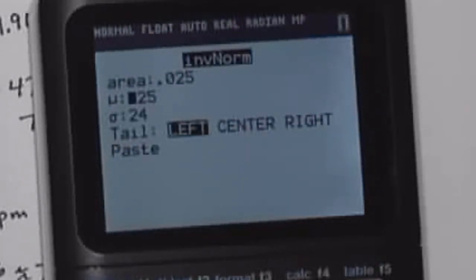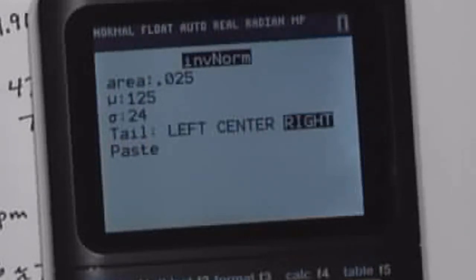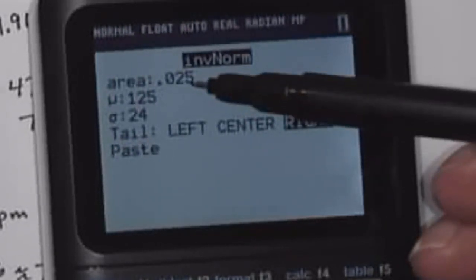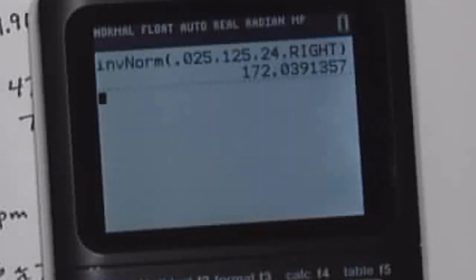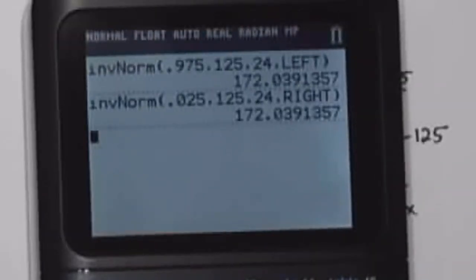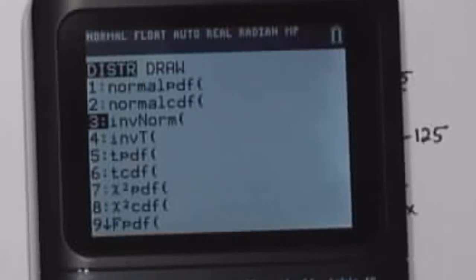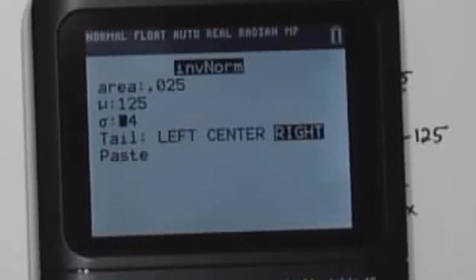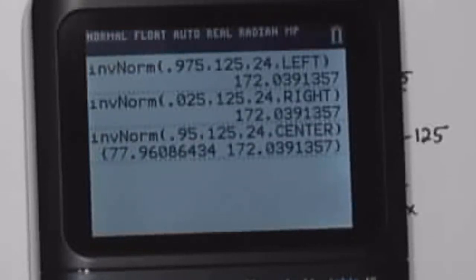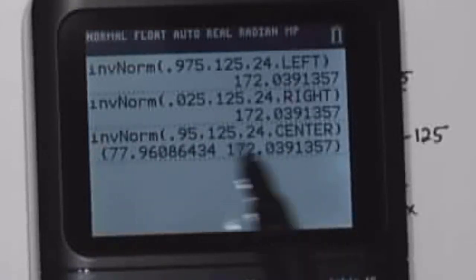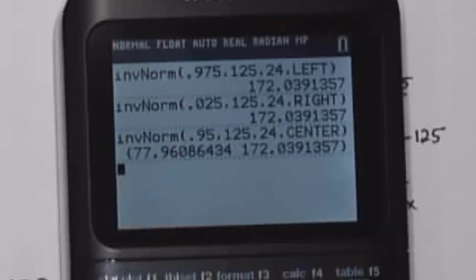Now on this newer calculator, you do have the option of leaving this at 0.025 and instead changing to right, so that we're telling the calculator the area in the right tail is 0.025 with a mean of 125 and a standard deviation of 24, and I get the same result. I also have the option of doing distribution, inverse normal, and typing in the area 0.95 in the center and pasting, and that gives me both values, the 77.96 and the 172.04. So I have that option to find both at once.